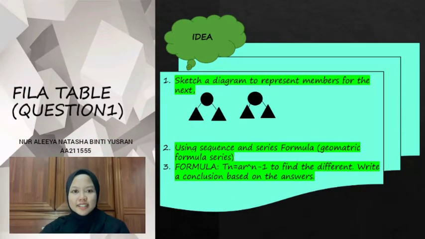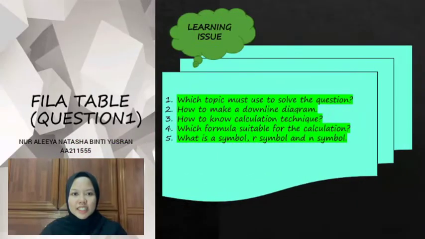Second is idea. Sketch a diagram to represent members for the next generation using sequence and series formula. To find the difference, use the formula Tn equals ar to the power n minus 1. For the last, write a conclusion based on the answers. Then the learning issues. First, which topic must be used to solve the question? Second, how to make a downline diagram. Third, how to know the calculation technique. Next, which formula is suitable for the calculation. And the last, what are the A symbol, R symbol, and N symbol.